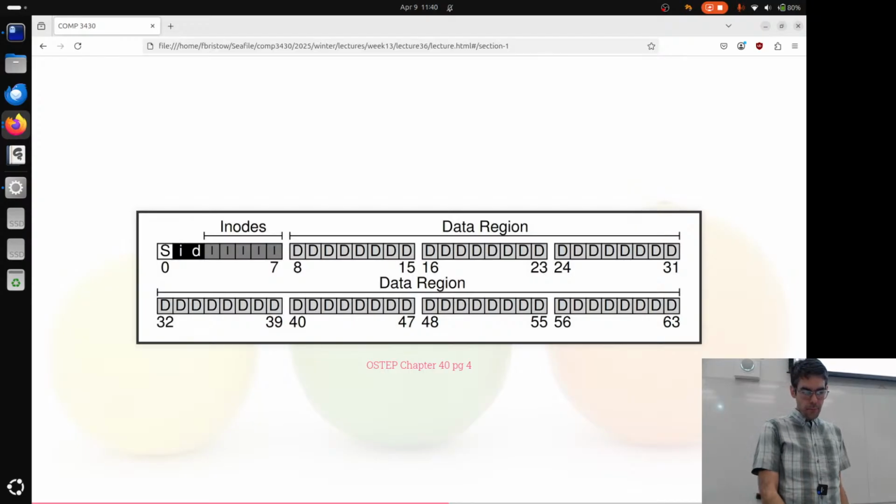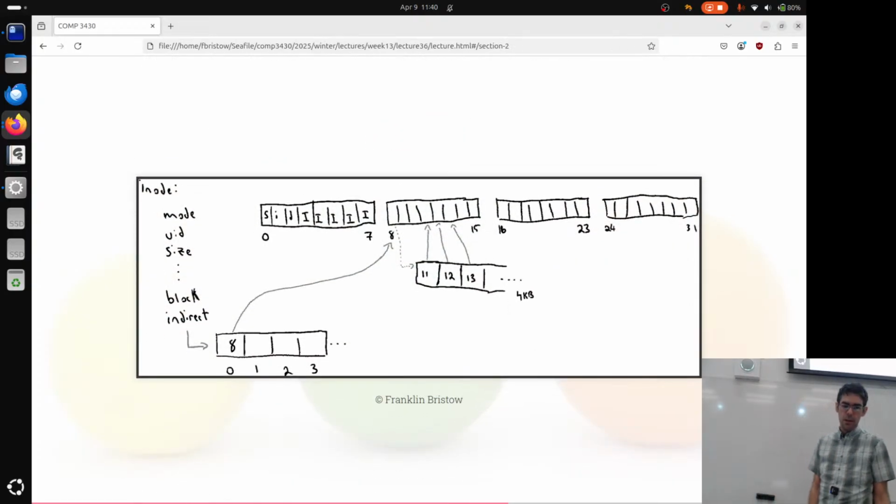Ultimately, though, we have this big chunk of memory. It's a disk in this case, but it's a big chunk of memory that has been partitioned into fixed size things that we stuff things into. Inodes themselves also have this idea of indirection, references to the blocks.